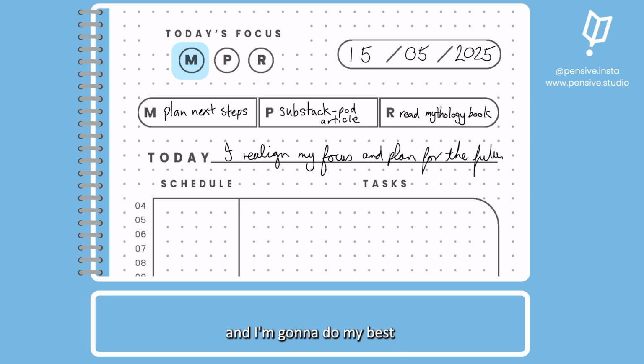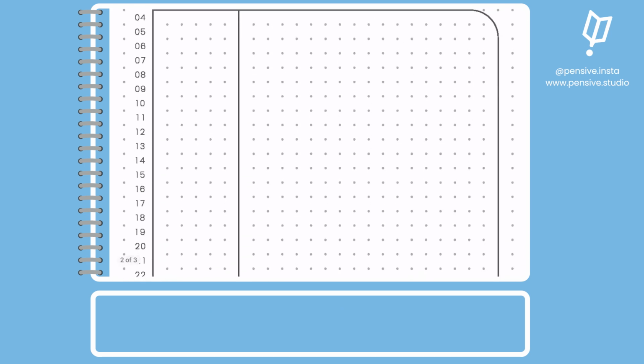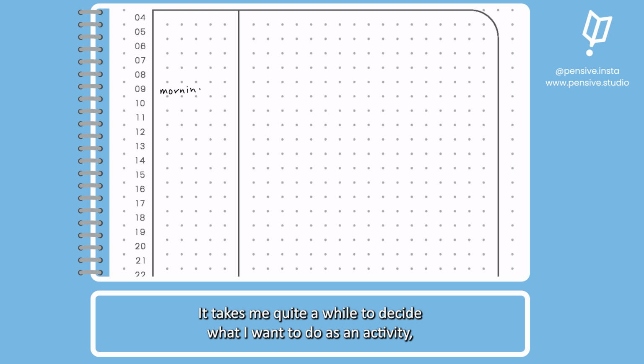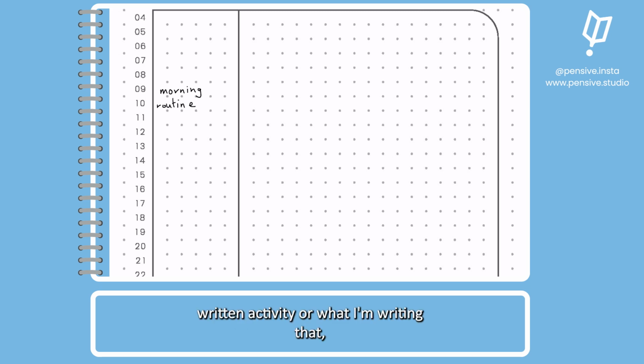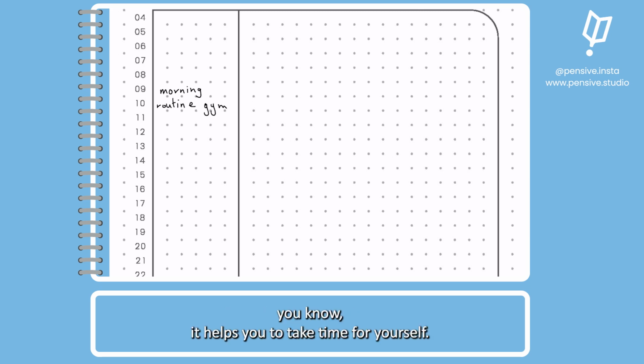And I'm going to do my best to leave this video in real time so you can see that I have to think for a while before I write down my plans. It takes me quite a while to decide what I want to do as an activity, and I think, what kind of day do I want to have? What kind of mindset do I actually want to do this activity with? Does this actually fall under MPR? I hope by you seeing the pauses in between each written activity, it helps you to take time for yourself.